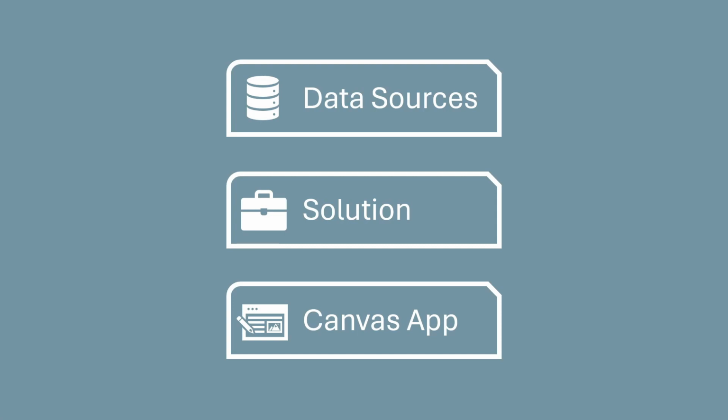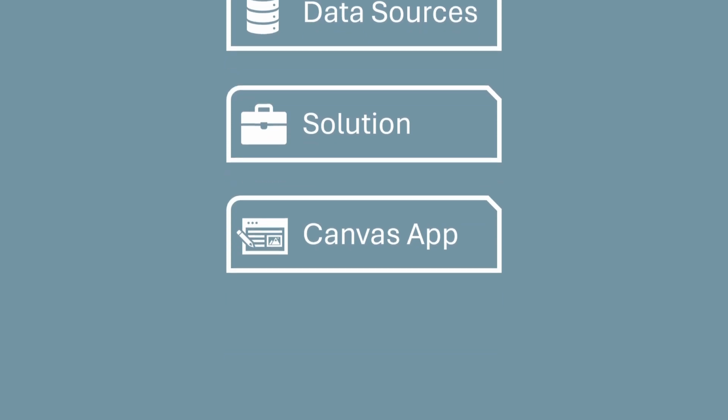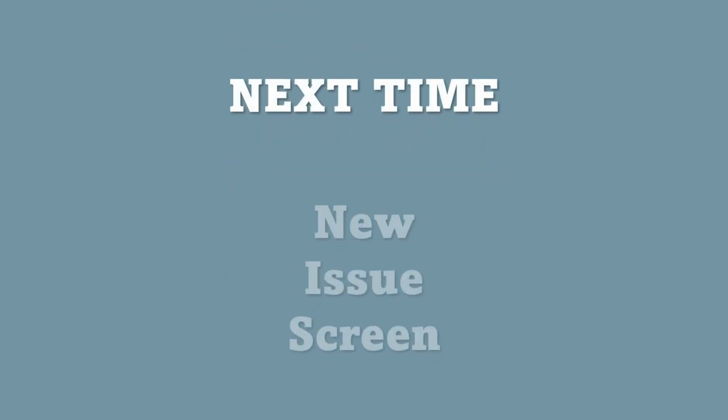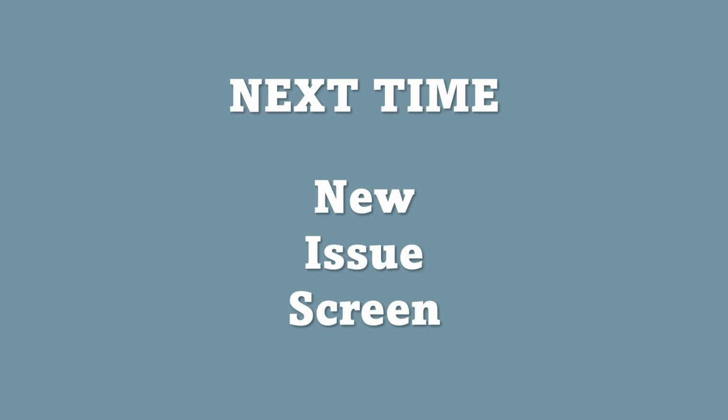All right, we've got our data sources created, we've got our solution, we've got our Canvas app that's got all the right settings and the templates and controls we want to use. So that's it for this episode. Next time, we're going to be building the new issue screen.